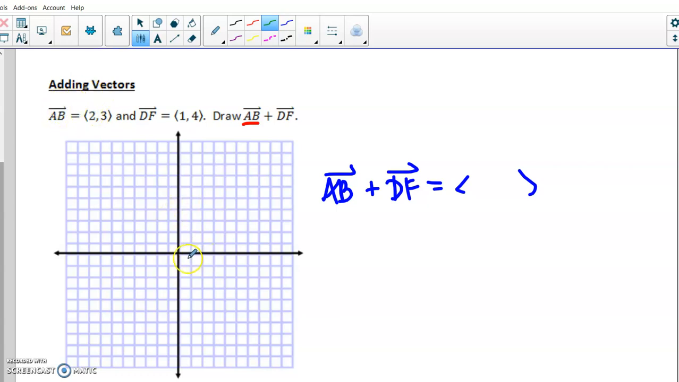So we have vector AB equals 2, 3, and vector DF is equal to 1, 4. It first wants me to draw AB and draw DF and show them being added together. So here's how we'll do that. We're first going to draw vector AB, which is 2, 3. So of course our tail starts at the origin. I go right 2, up 1, 2, 3 is my vertical component. So this is vector AB.